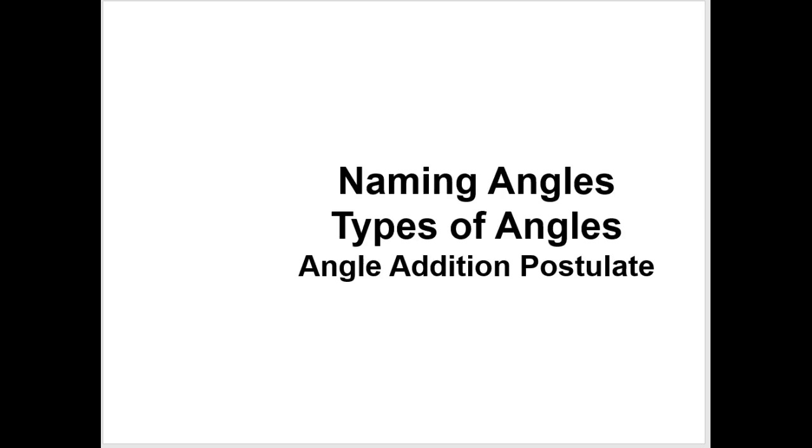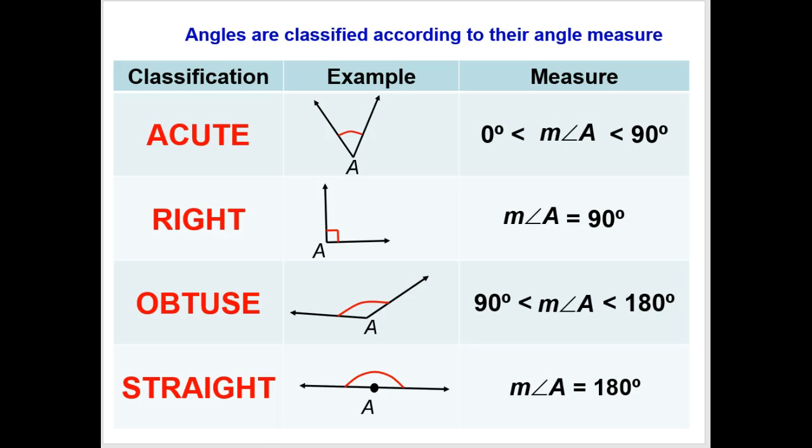Hi again. All right, the main point of what we're going to be doing today is the angle addition postulate. However, we're also going to review how to name angles and then what the types of angles are. The types of angles, the classification, how they're classified, is by how open they are. AKA, from here to here, how many degrees is that?